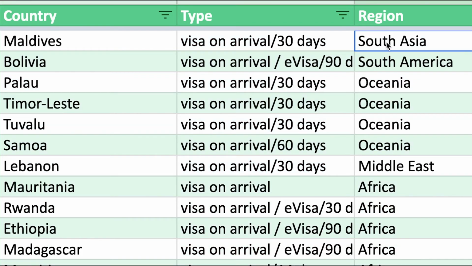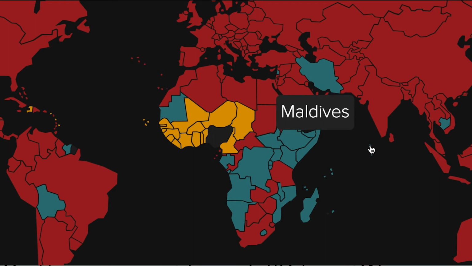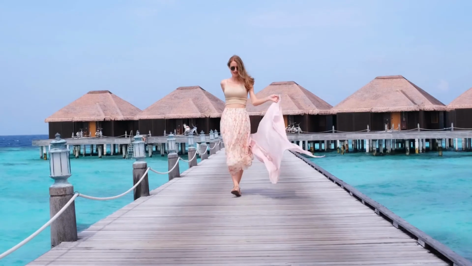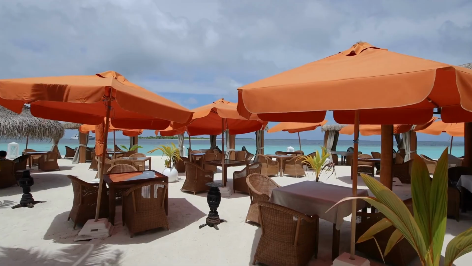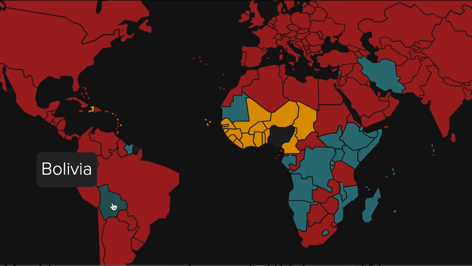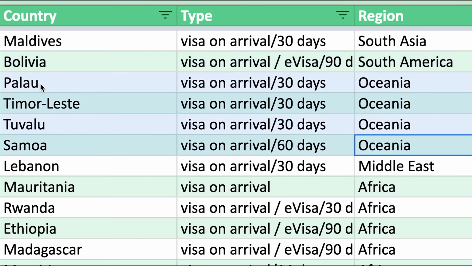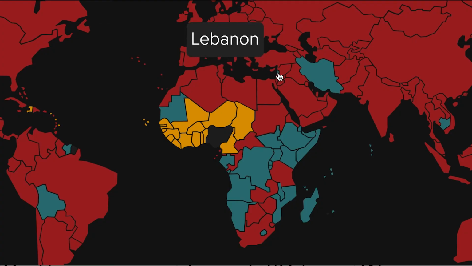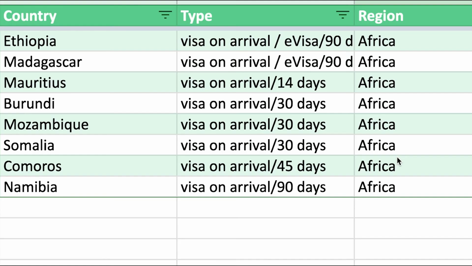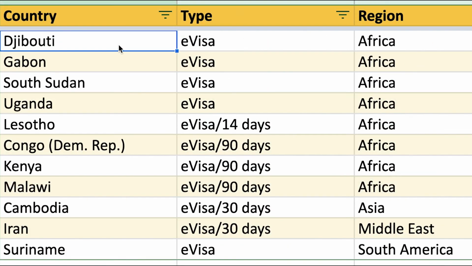Then we have countries that are not in Africa. The Maldives is a very beautiful country as well. Then you have Bolivia, which is in South America, Palau, and some of these Oceania countries, where a visa can be obtained on arrival. Also Lebanon, which is in the Middle East, and all the other ones are African countries.